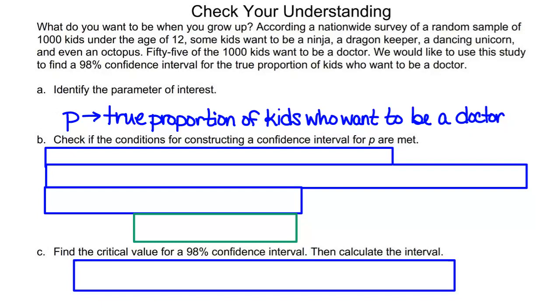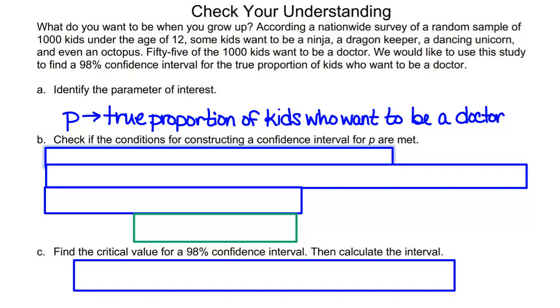Check if the conditions for constructing a confidence interval for P are met. If these conditions aren't met, we can't do any of the rest of the problem. I guarantee you on the AP exam, you can do the rest of the problem, but you still have to go in and check your conditions, and you have to show that you know you have to check those conditions. What are those 3 conditions? Random, 10%, because 10% is checking for independence, and large counts. When you do large counts, what are you checking for? Normality.